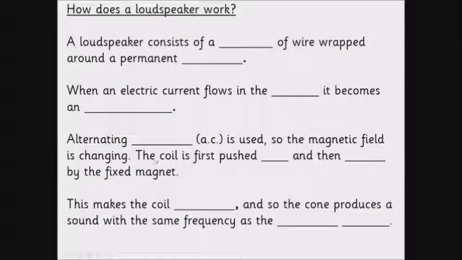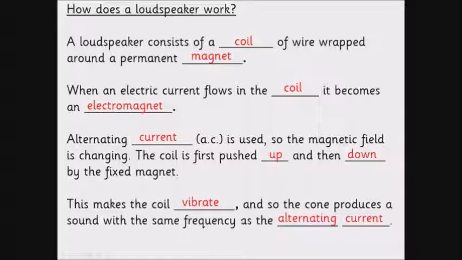Okay, so if we come back to here, just a bit of a summary then. So overall, how does a loudspeaker work? A loudspeaker consists of a coil of wire wrapped around a permanent magnet. When an electric current flows in the coil, it becomes an electromagnet. Alternating current is used, so the magnetic field is changing. The coil is first pushed up and then down by the fixed magnet. This makes the coil vibrate, and so the cone produces a sound with the same frequency as the alternating current input. Okay, so lots to think about in the loudspeaker, but fundamentally it is all to do with what's known as the motor rule or the left-hand rule, and this is a force on a current carrying conductor in a magnetic field.